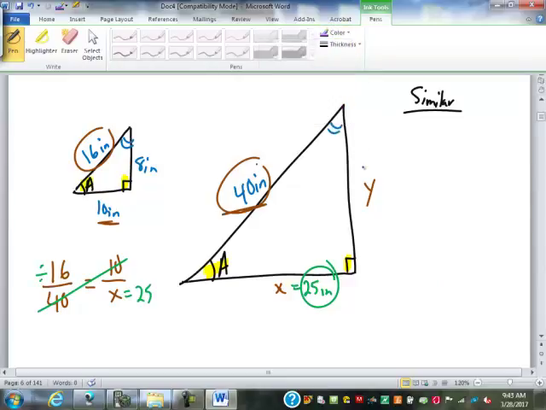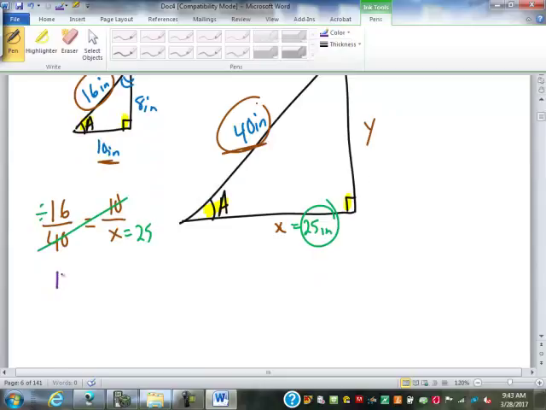To find y, we do the same thing. We still have the 16 over 40. Where's y going to go, top or bottom? Still bottom. Still from the same triangle as the 40. What goes above it? The 8 is the corresponding side of the other triangle. And we cross multiply and divide. 8 times 40 divided by 16 is 20. So y is 20 inches.